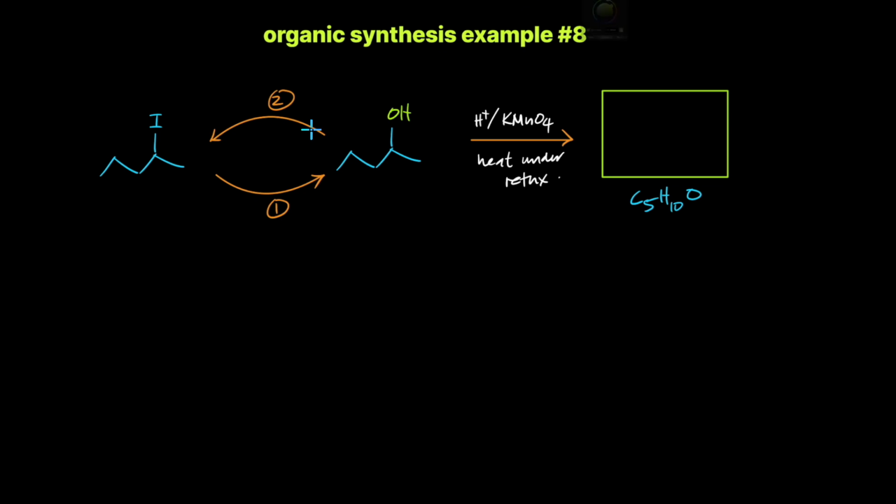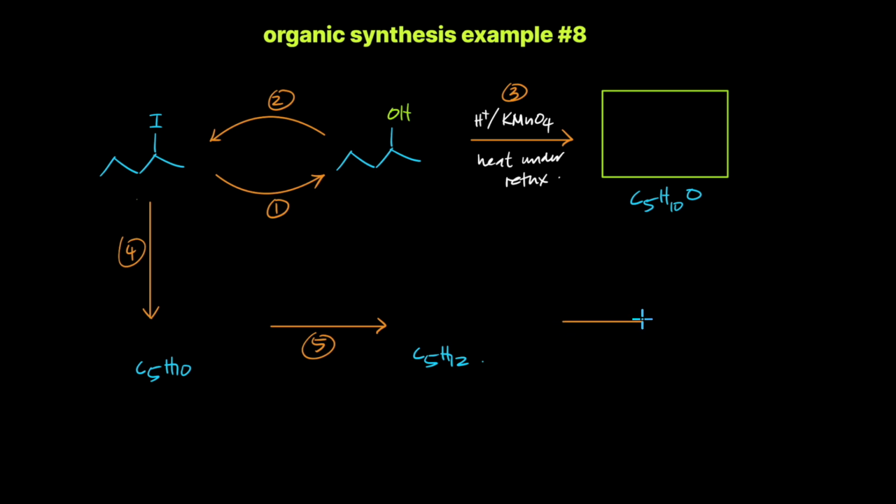And then I have another reaction right here. Let's call it 3. Let's call this 4. And 4, I become 1, 2, 3, 4, 5, C5H10. And then I become C5H12. That's reaction number 5. And then reaction number 6 becomes C5H11Br.